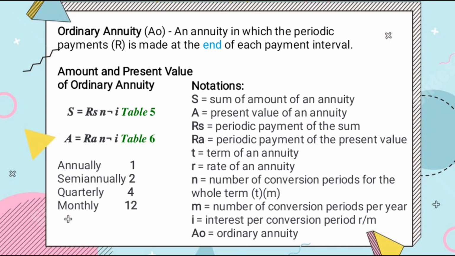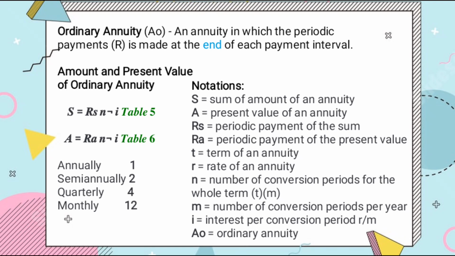Yung S is equal to RS, angle N at I is yan yung formula ng amount, and you need to refer to table 5. And then yung present value na formula naman is yan dyan. Yung A is equal to RA, angle N at I, table 6. And then sa baba, yung apat na yan, yung annually, semi-annually, quarterly, at monthly, you need to familiarize it. Kadalasan siya ay sunod ng word na compounded. Okay, compounded semi-annually, so yung M is 2. Whereas compounded quarterly, yung M is 4.